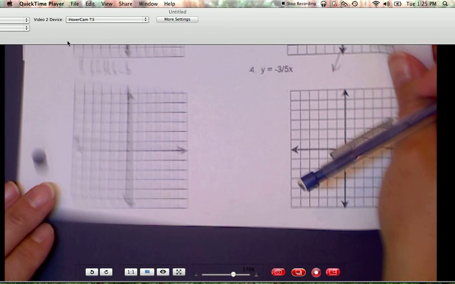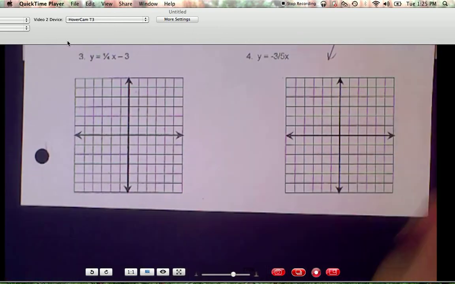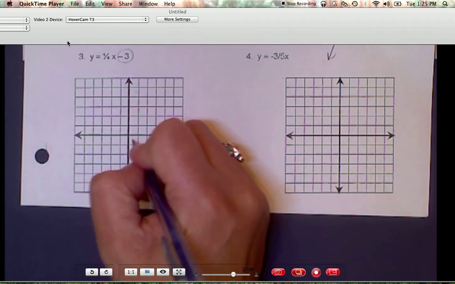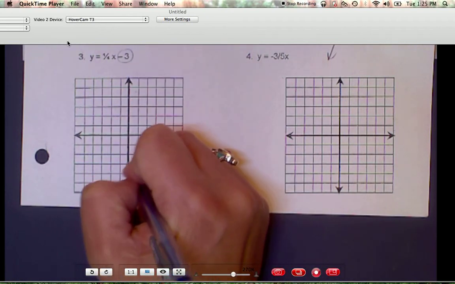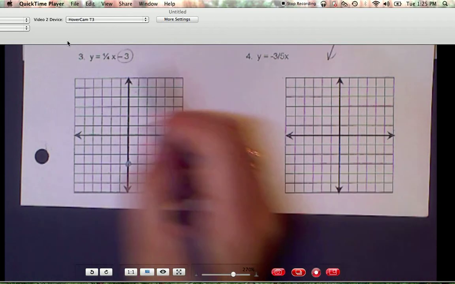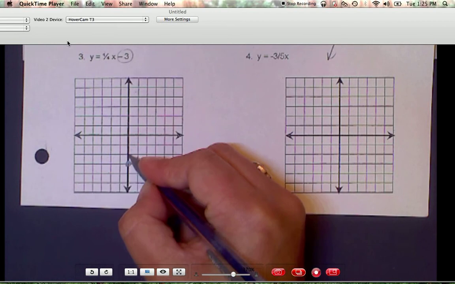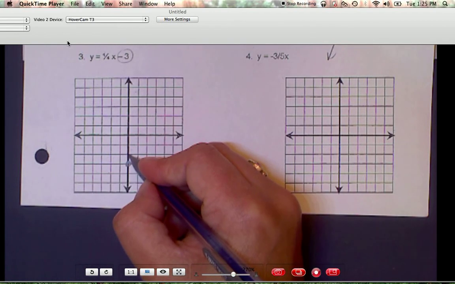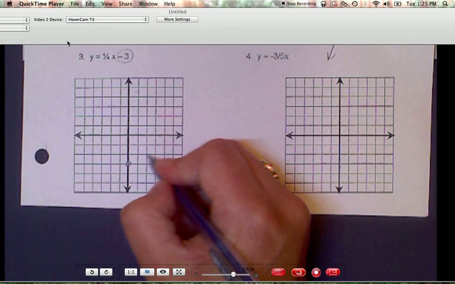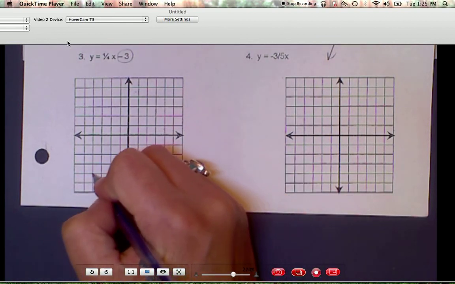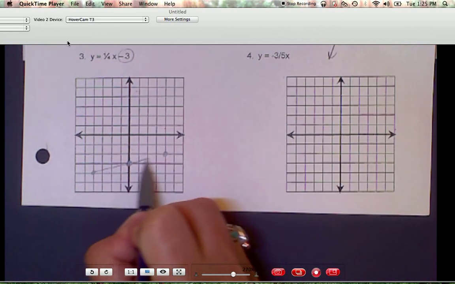Try number 3 all by yourself. So for number 3, our y-intercept is negative 3, so we go down 1, 2, 3 on the y-axis. The slope is 1/4, so our floors is 1, go up 1 flight, or 1 floor. And our doors will be 4, positive 4. So we go to the right, 1, 2, 3, 4. And you can do the opposite, down 1 and back 4 to get that line a little straighter.